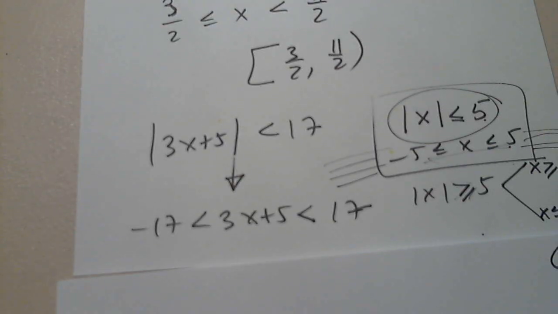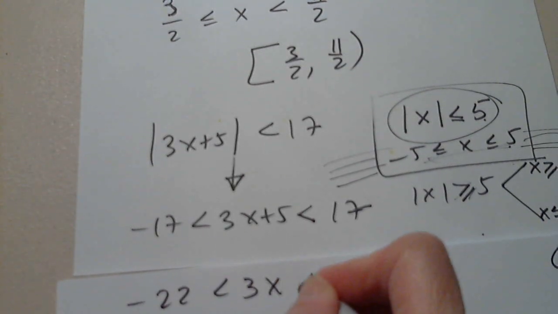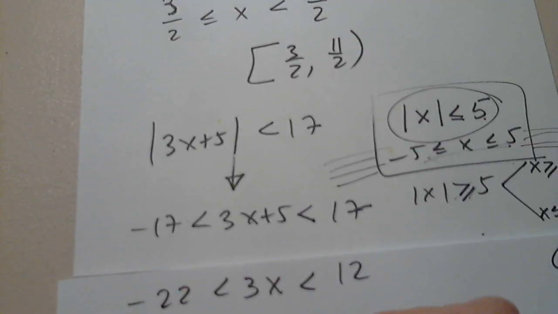Subtract 5 from all sides. Of course. So I have -22 less than 3x less than 12. Good. Excellent. And now? Divide by 3. Good. So -22 over 3 less than x less than 4.